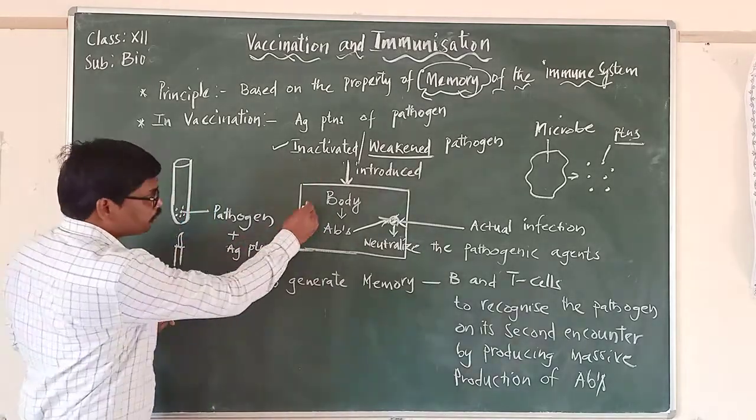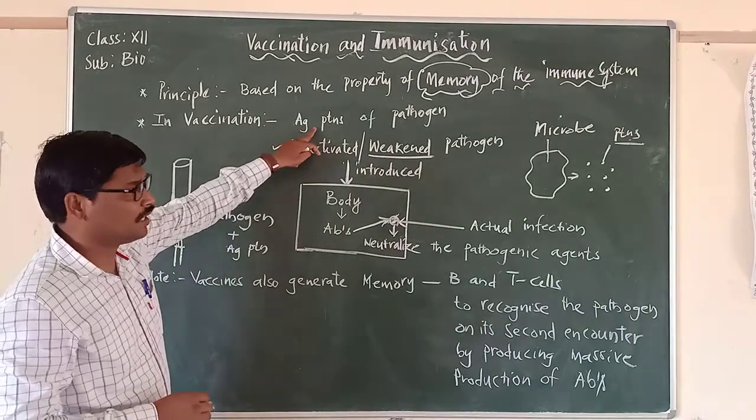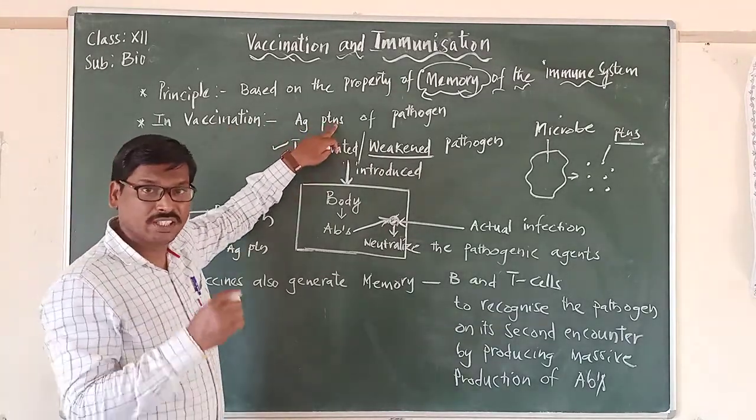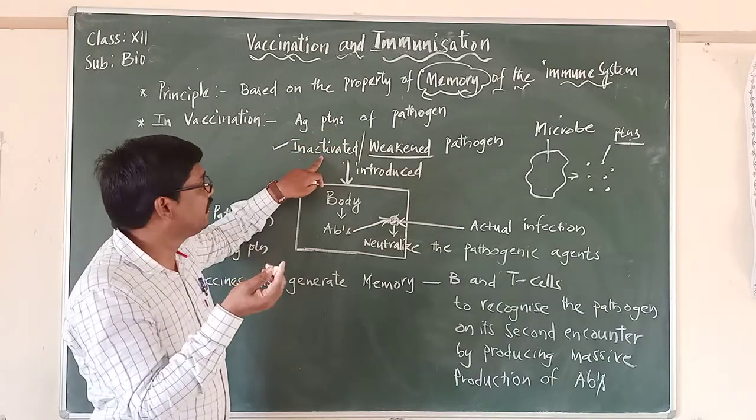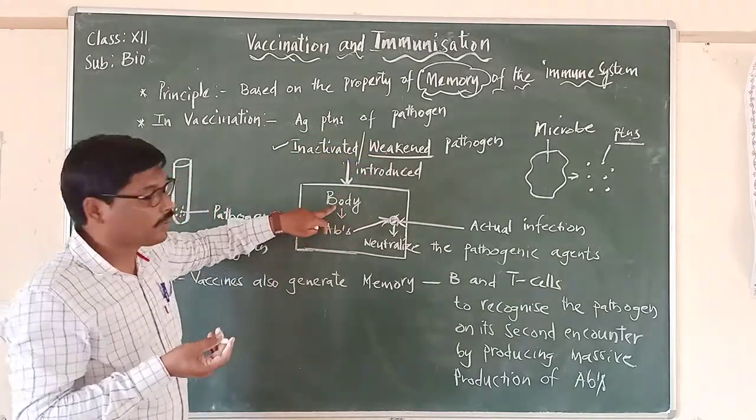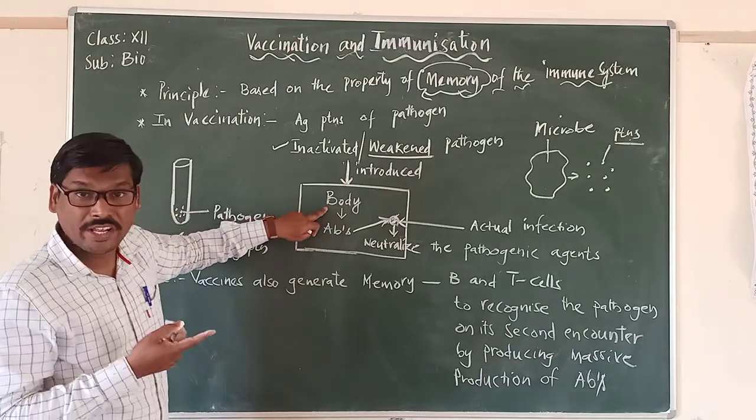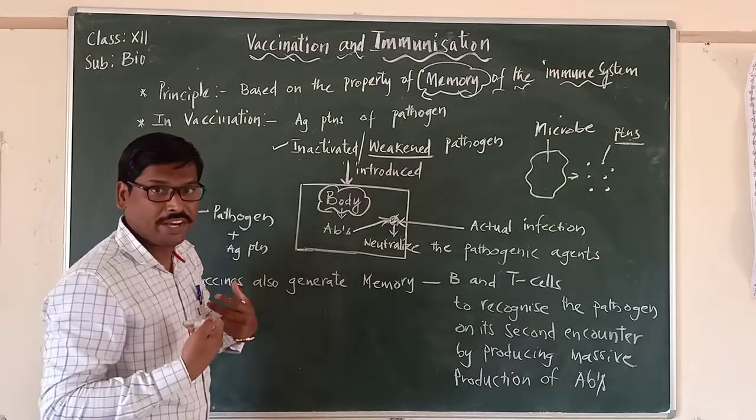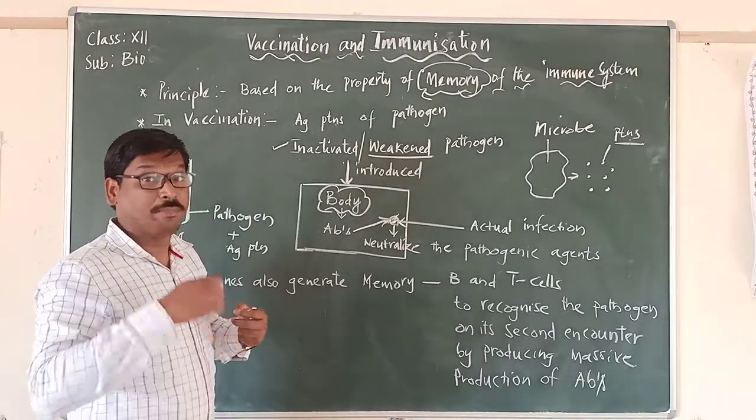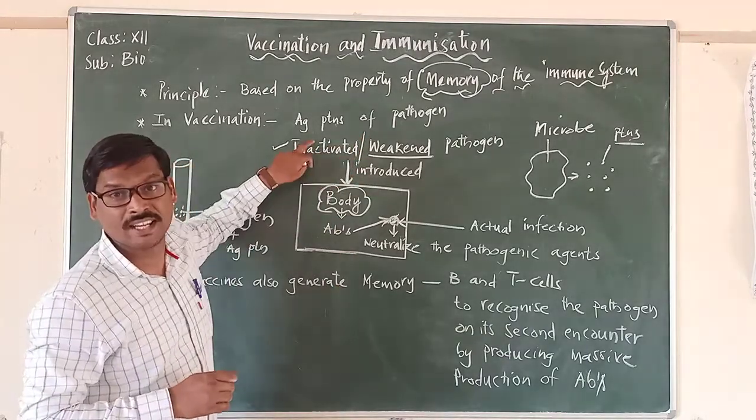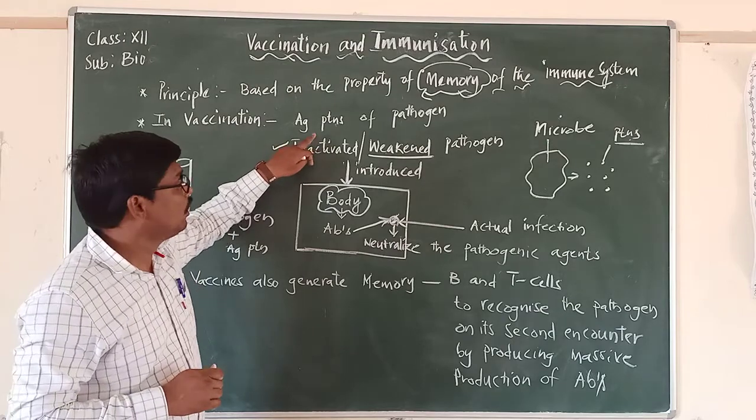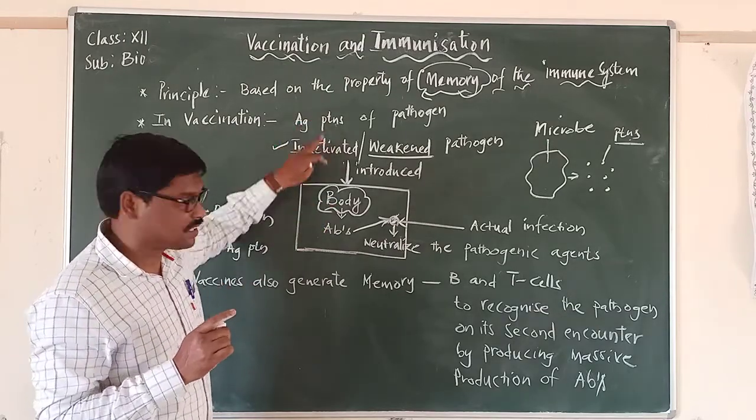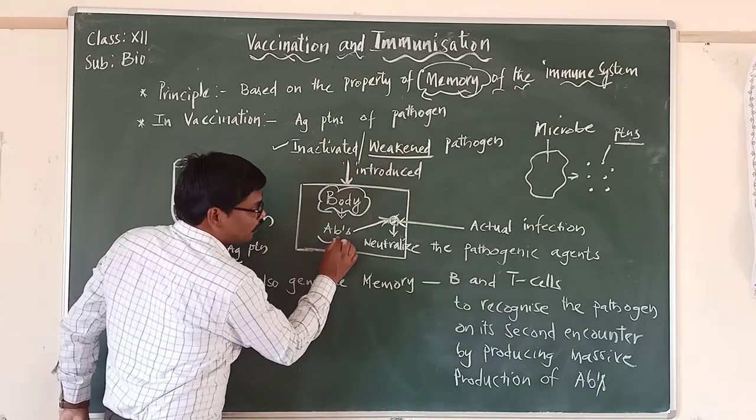So in the process of vaccination, when they introduce the pathogen in the form of protein, or an inactivated or weakened microbe, into the body, our immune system is immediately stimulated by this antigen. When the immune system is stimulated by this particular antigen, what will be produced in our body?